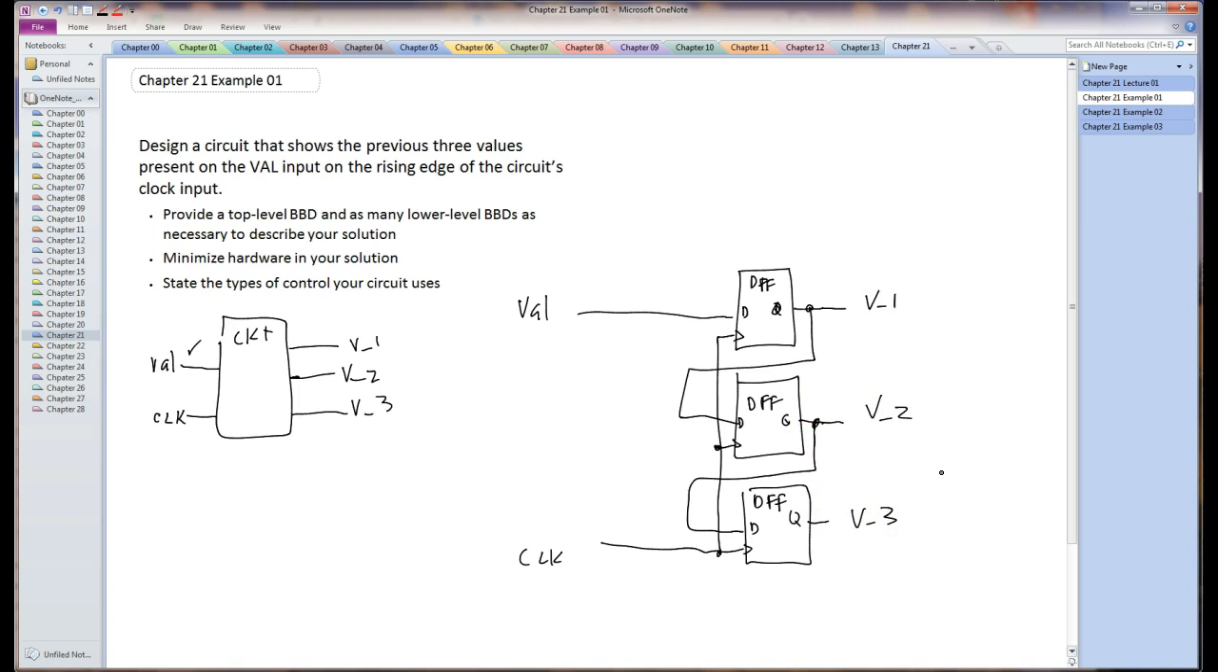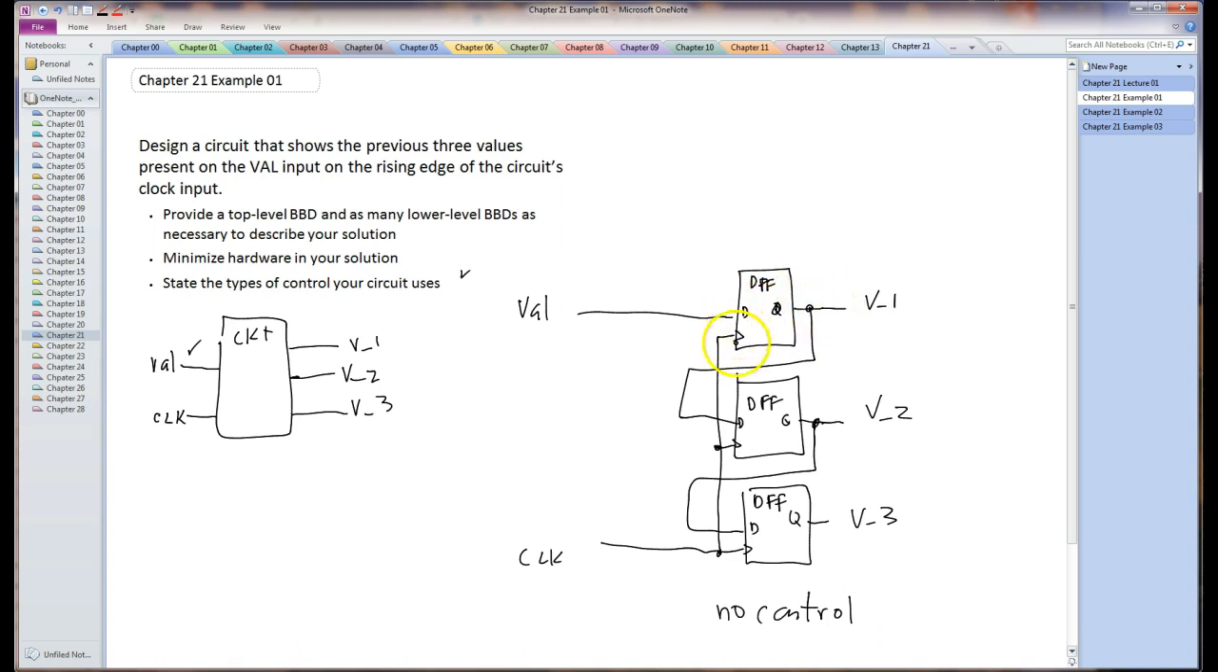The issue here is to state the types of control in here. What kind of control? I don't see any device in here that has a control input, and so this one is essentially no control. This would be a really good problem to show a timing diagram for, but I think I'll skip that for now. We'll have chances to do that later.